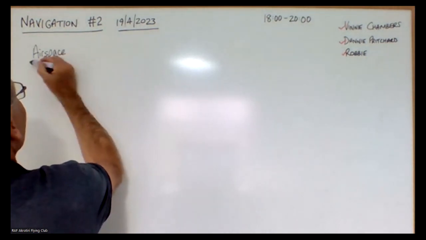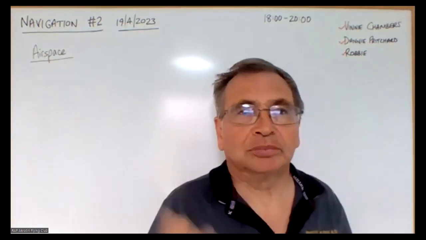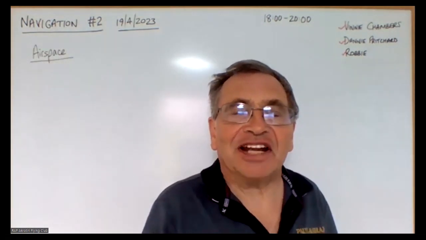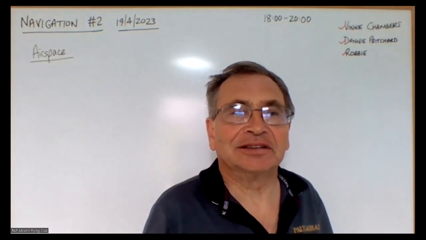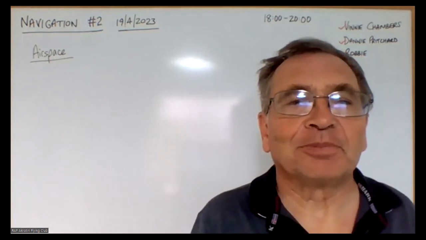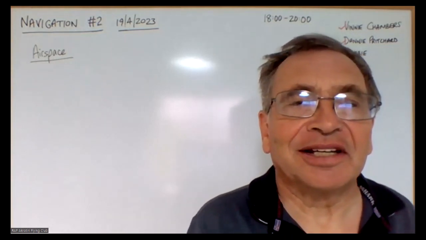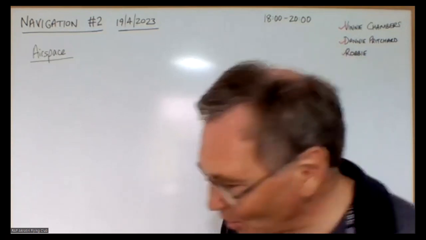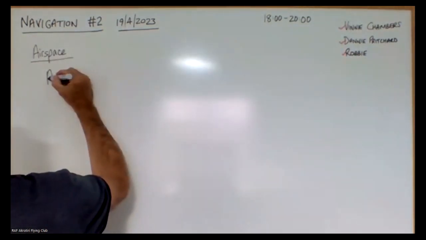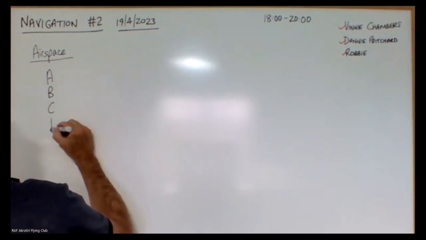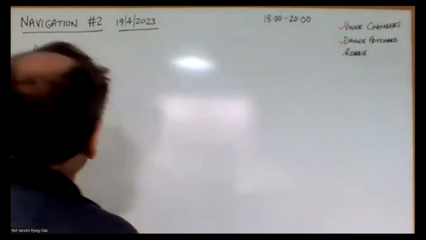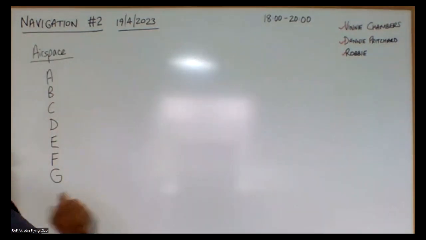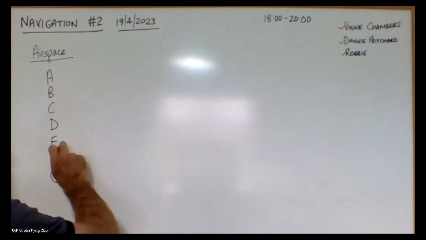So how many different classes of airspace are there? What do you reckon, Vinny? You've done air law. So I was just trying to count on my fingers. Right, well, what do they go from? They go A, B, C, D, E, F, and G. Okay, so these are the different sorts of airspace you can get. Class A, B, C, D, E, F, and G.